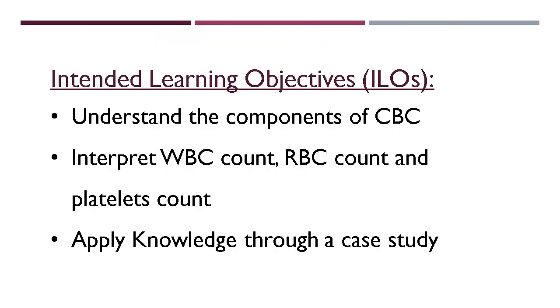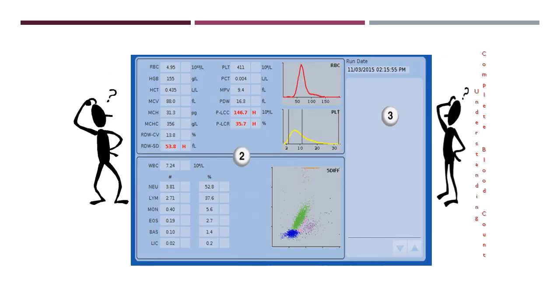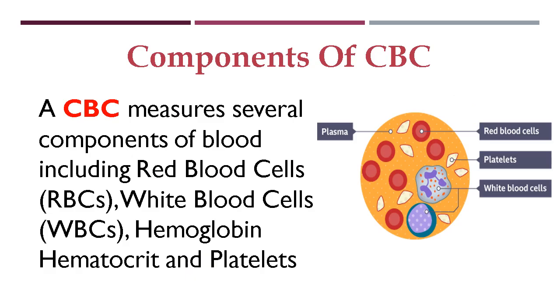At the end of this session, you should understand the components of CBC, learn how to interpret white blood cell count, red blood cell counts, and platelet counts, and apply knowledge through a case study. A CBC is a fundamental test in hematology, providing critical information about a patient's health. A CBC measures several components of blood, including red blood cells, white blood cells, hemoglobin, hematocrit, and platelets.